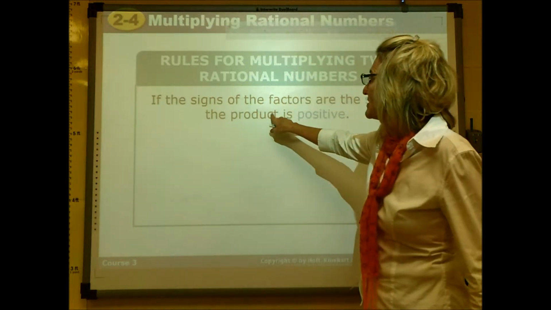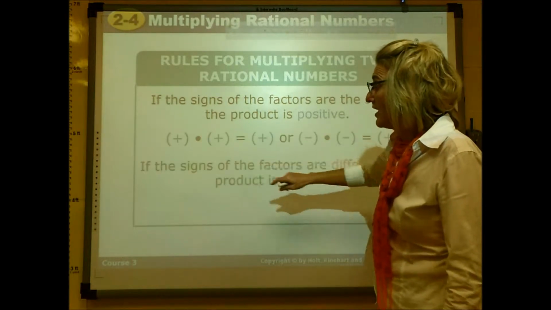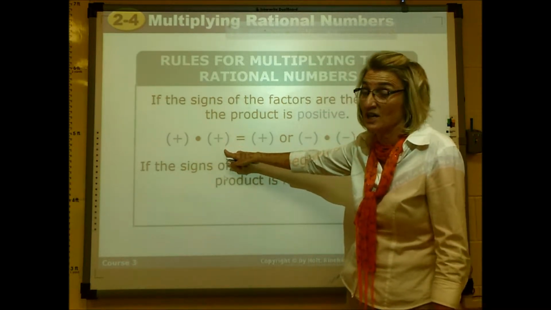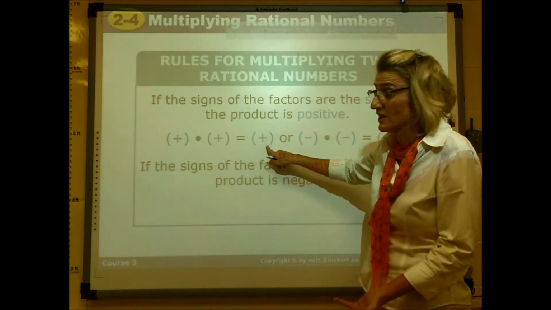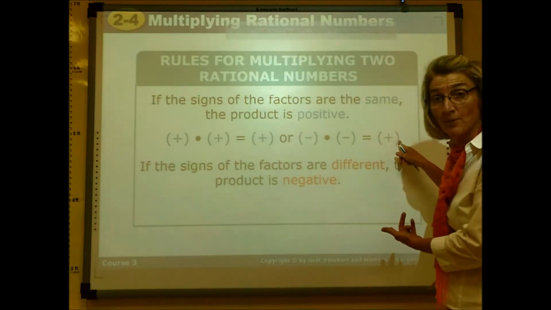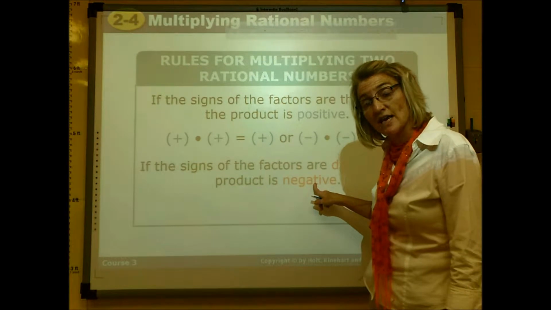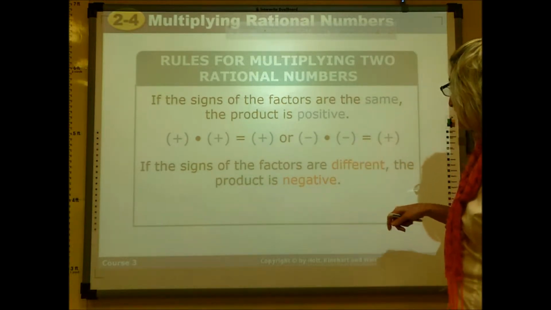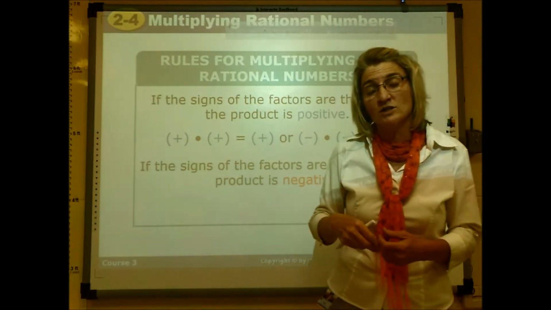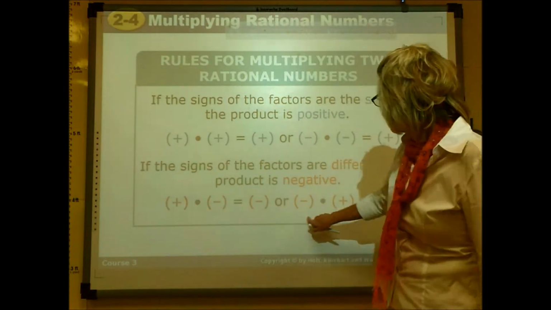For example, if the signs of the factors are the same, the product is positive. If you're multiplying a positive fraction times a positive fraction, you're going to get a positive fraction. If you're multiplying a negative fraction to a negative fraction, you're going to get a positive fraction. The same rule as with integers. We also will do the same thing with division. If the signs are different, the product is negative. For example, if you're multiplying a positive to a negative, your answer will be a negative.